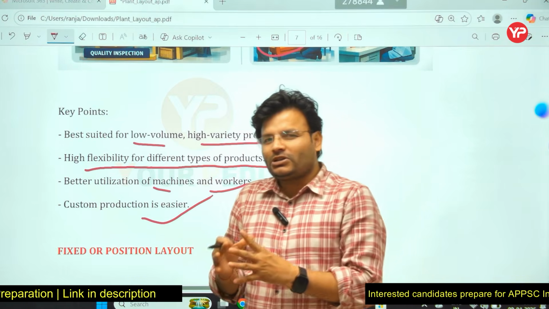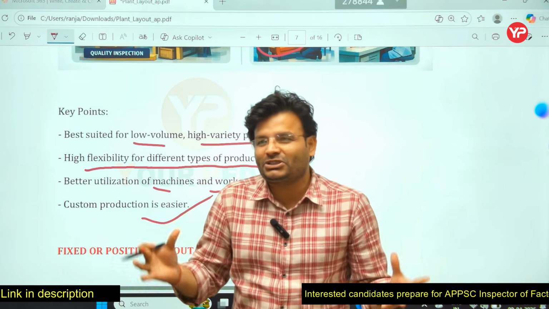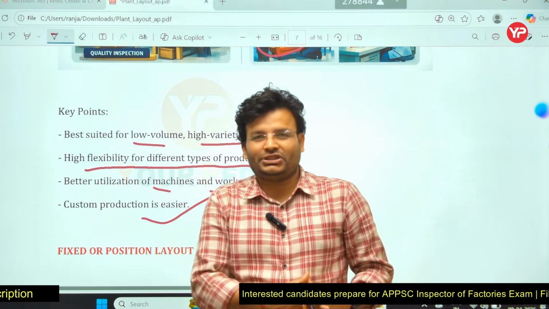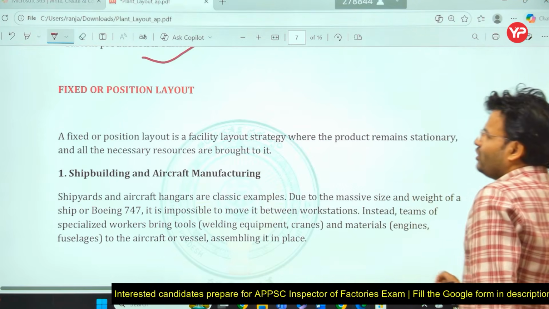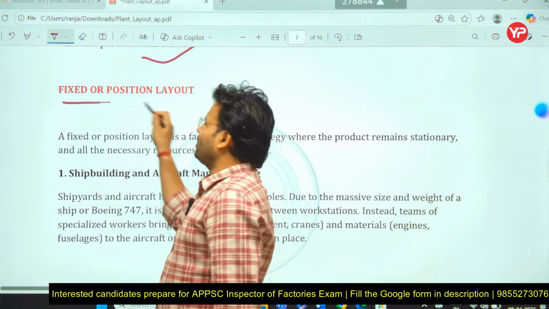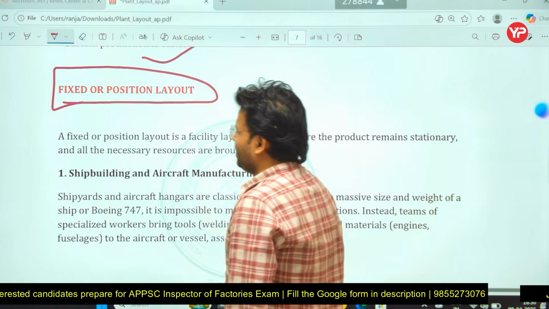But if you talk about line layout, here you don't have that much flexibility. You have to follow the sequence, you have to follow the line. Third is called fixed or position layout. What is the meaning of fixed or position layout, my dear friends?